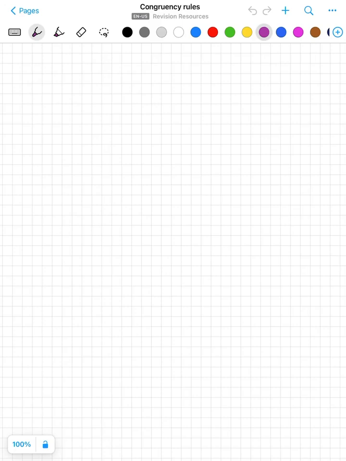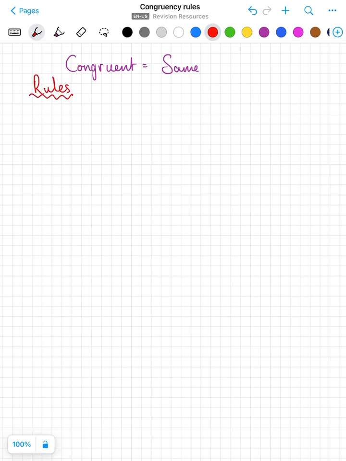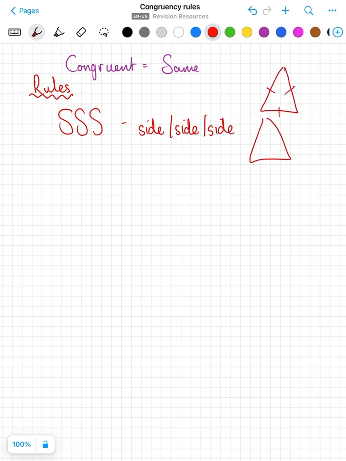In this tutorial we are looking at congruency. For shapes to be congruent, it means that they are the same. Now for them to be the same or congruent, they need to follow one of the following rules. Side, side, side. That is to say, three sides of your shapes are exactly the same length. So side, side, side, all of those sides. So this side is the same as this, and so on.